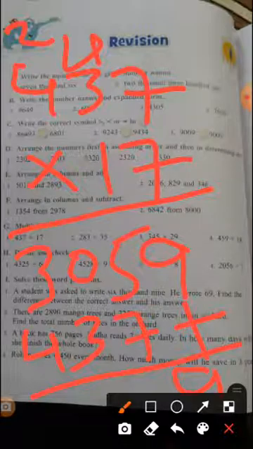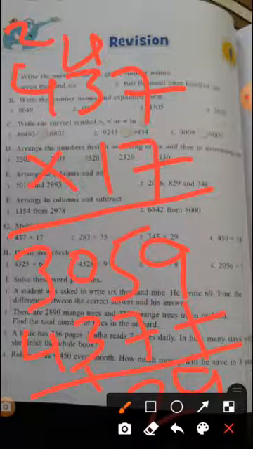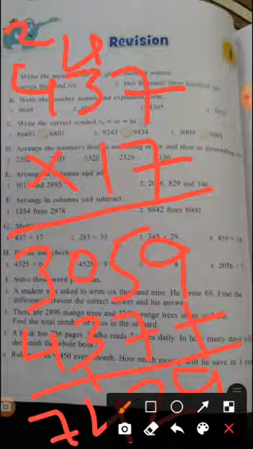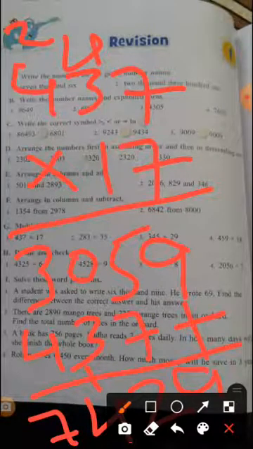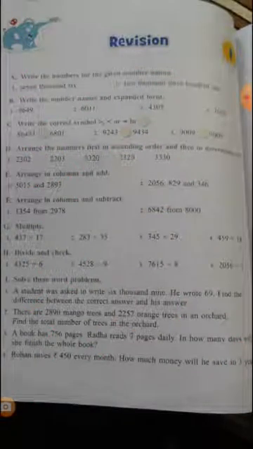7 plus 5, it becomes 35. 7 plus 5, 12. 3 plus 1, 4. 4 plus 3, 7. 7429 is the answer. Now second one.